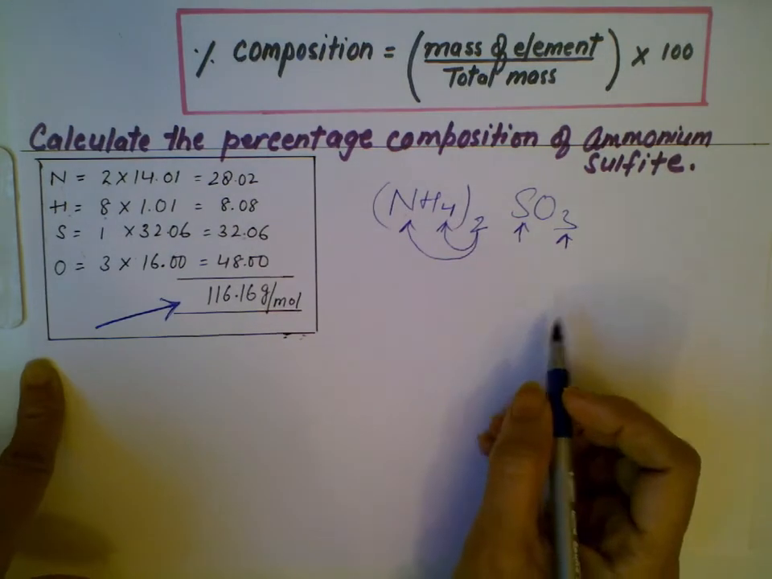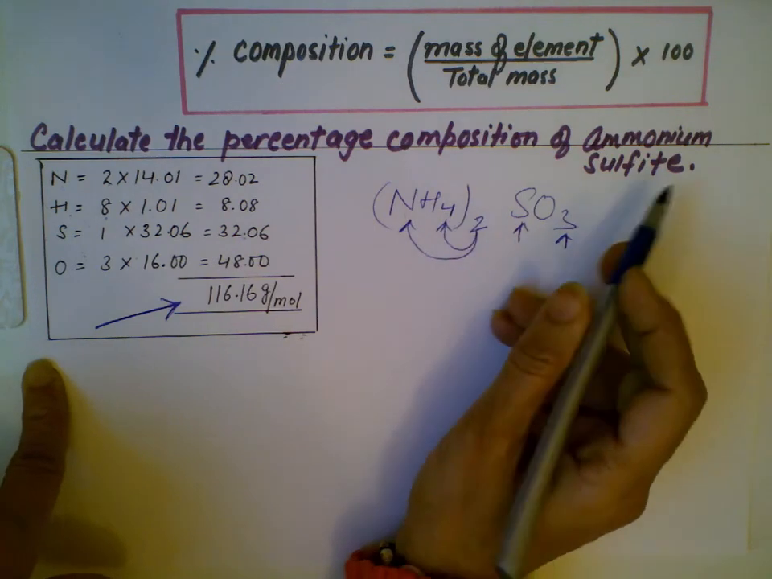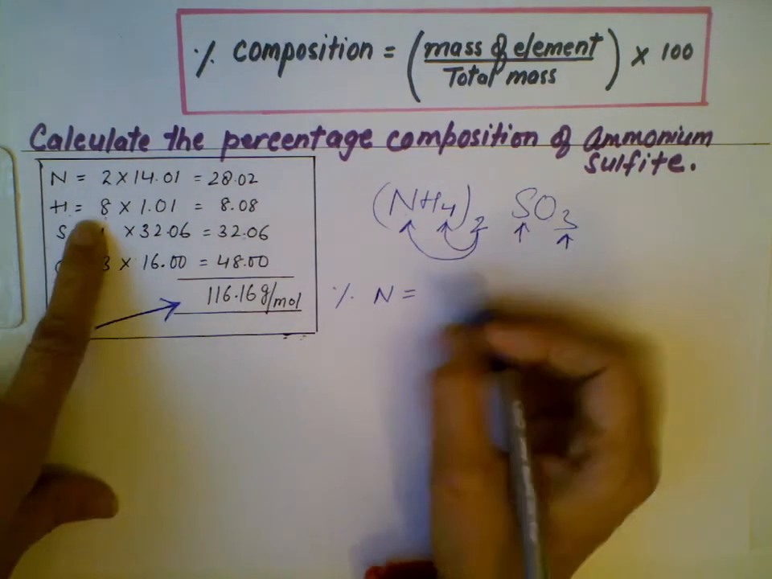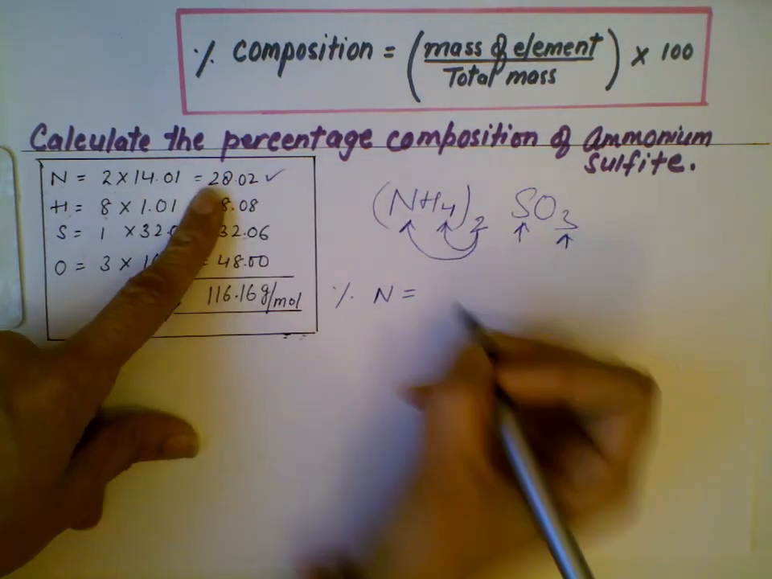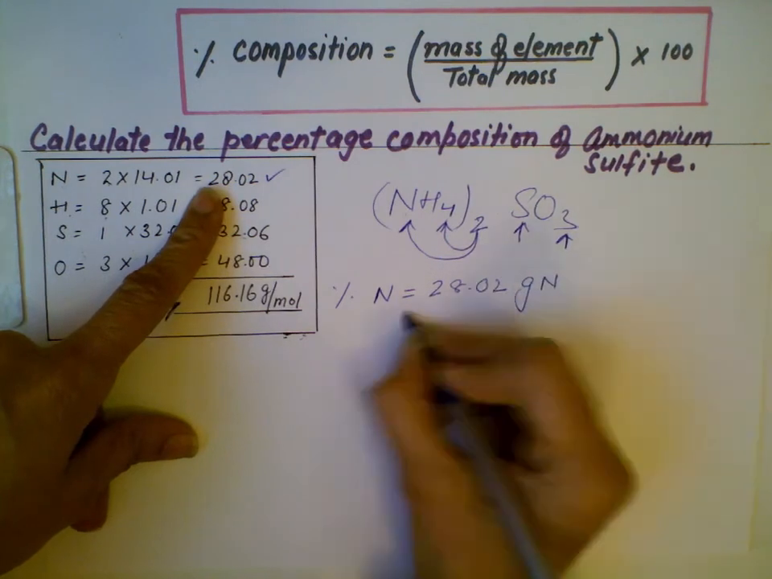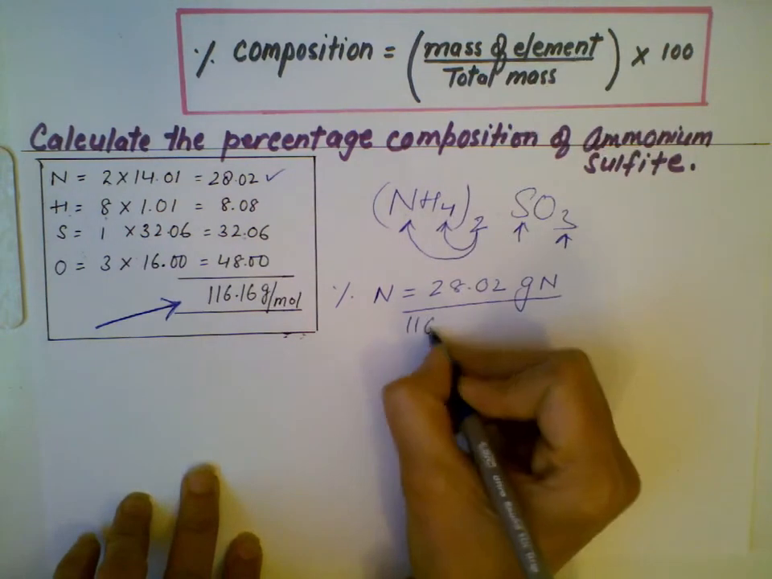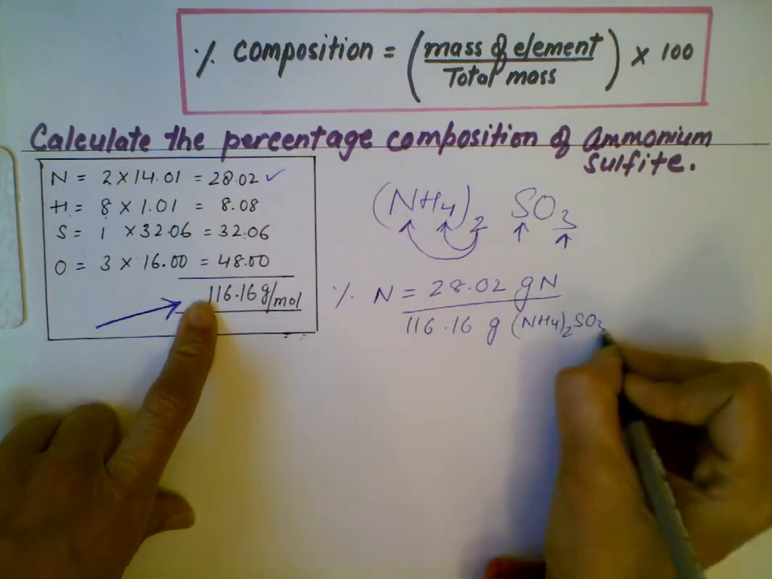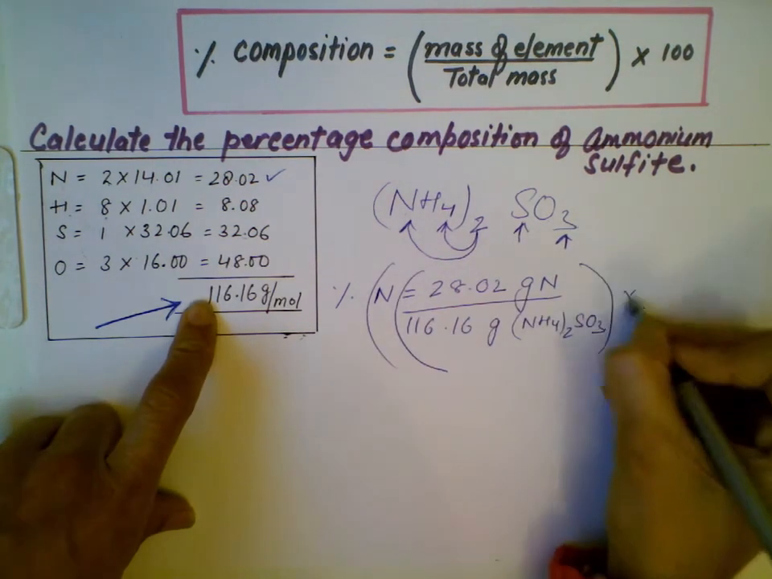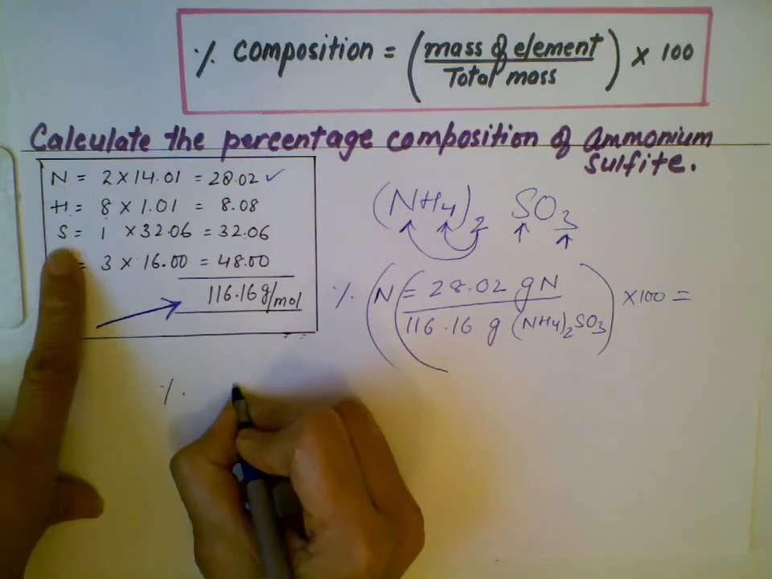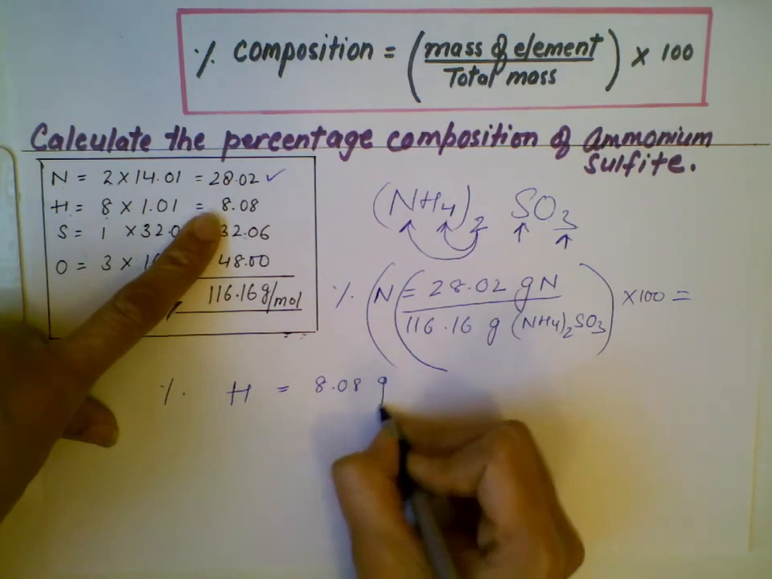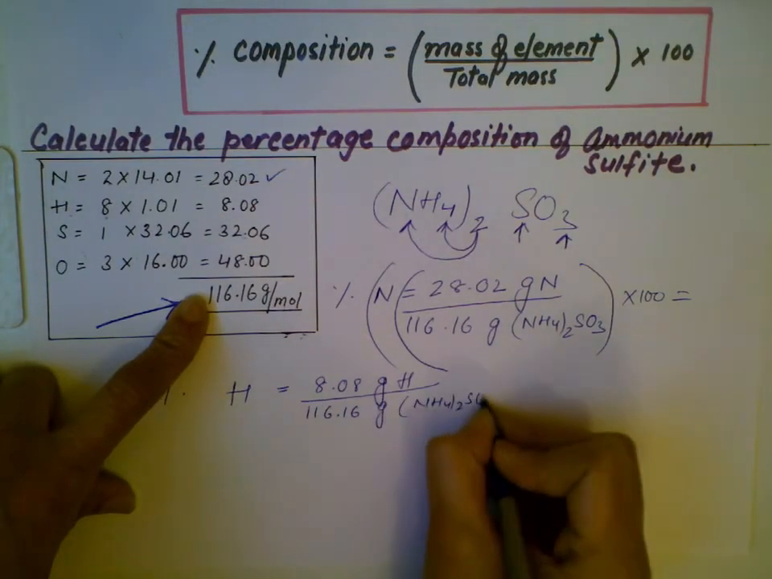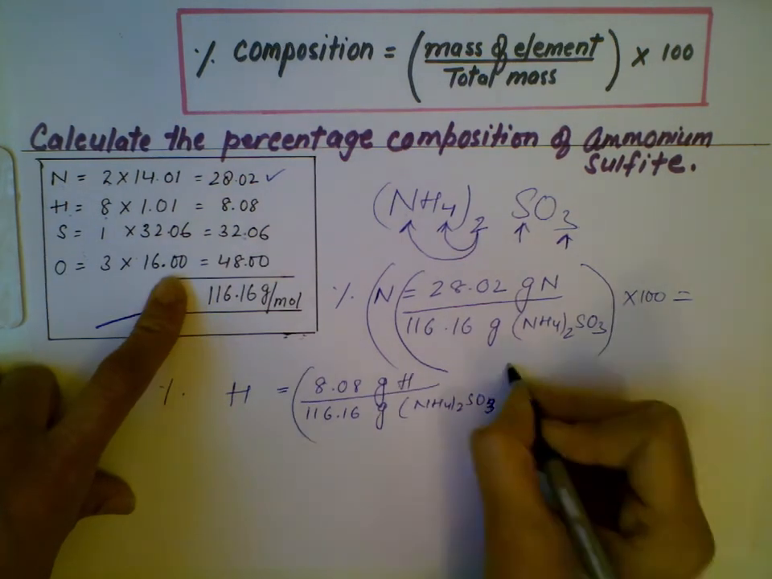Now our job is again to figure out what percent of each element is there when making 1 mole of ammonium sulfite. So let's start with nitrogen. Here we are not going to write 14.01, we have to write 28.02, since we are writing the mass of the element in the compound, and this is the total mass from here. And please do not forget to do times 100. Then let's do the percent of hydrogen: 8.08 grams of hydrogen over the total mass, 116.16 grams of ammonium sulfite. Sulfite, not sulfate, sulfite. And then times 100.